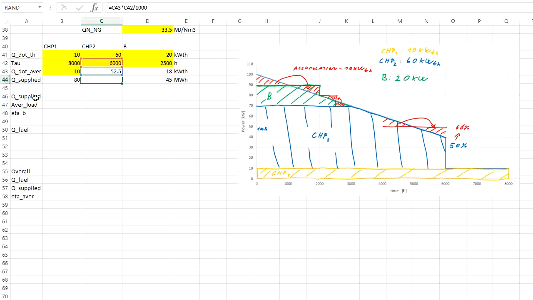So you can copy the same function into the next cells. And we can quickly check that the sum of these three is 440 megawatt hours. So it was the supplied heat. Now let's have a look at the average load, which is the Q dot average divided by Q dot thermal.